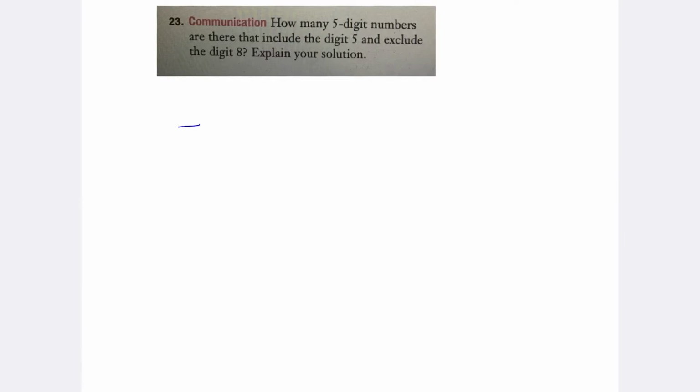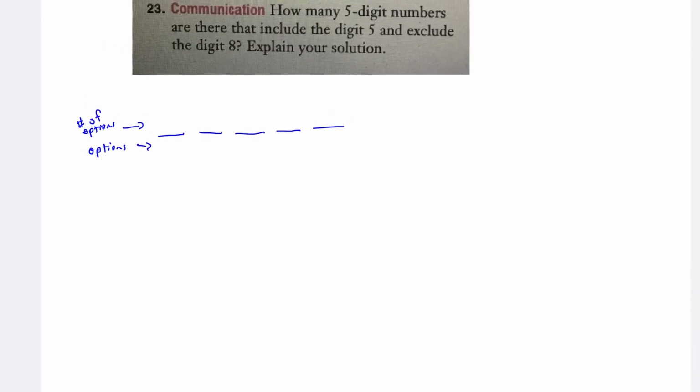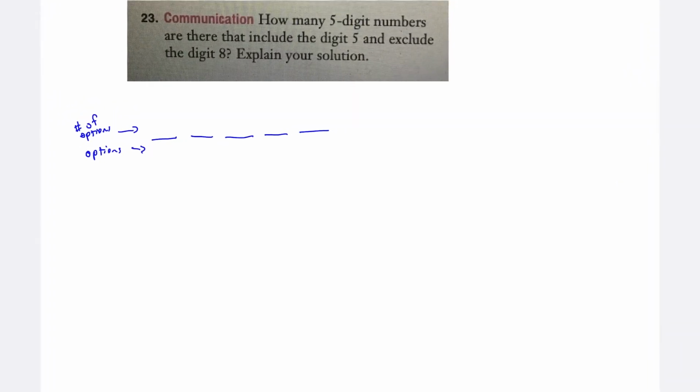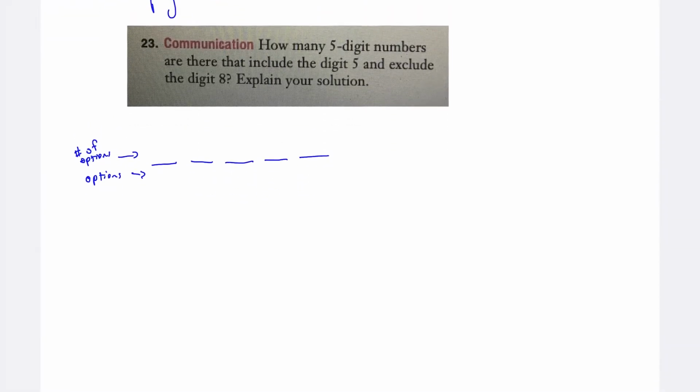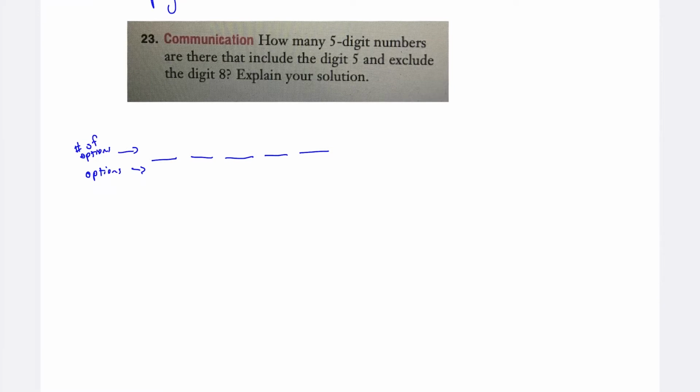I like to draw these pictures out this way. So we have 1, 2, 3, 4, 5 digits, and we're going to imagine these as digits. I'm going to put my options up here, my number of options. So, 5-digit numbers that include the digit 5 and exclude the digit 8. It's kind of hard to force a 5 to happen.